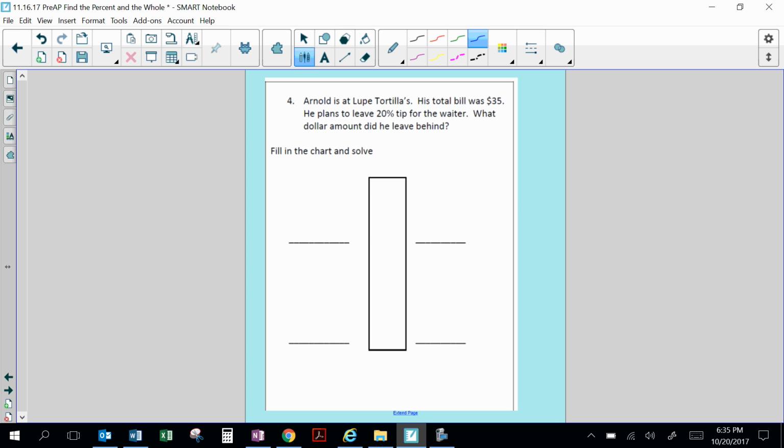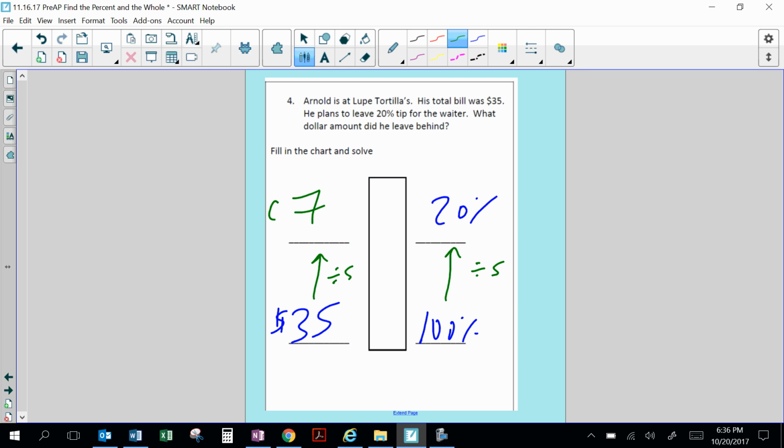Number 4, Arnold is at Lupe Tortillas. His total bill was $35. That's all the money. That's the whole thing, 100%. He plans to leave a 20% tip for the waiter. What dollar amount did he leave behind? Many ways you can solve it. You can solve it this way. Can 100 go into 20? Divide by 5. Divide by 5, so $7.